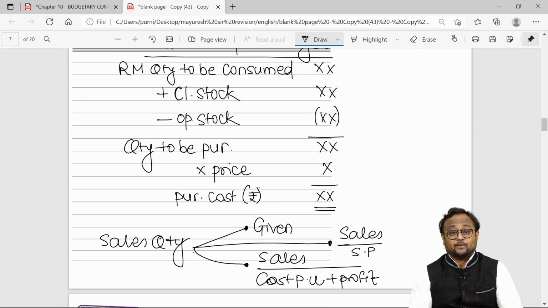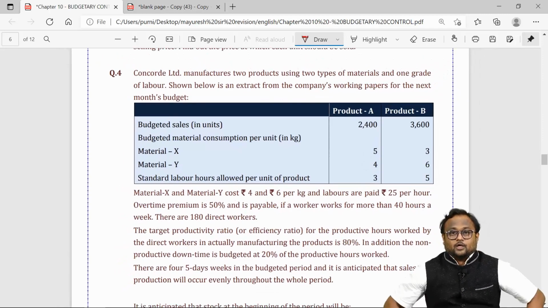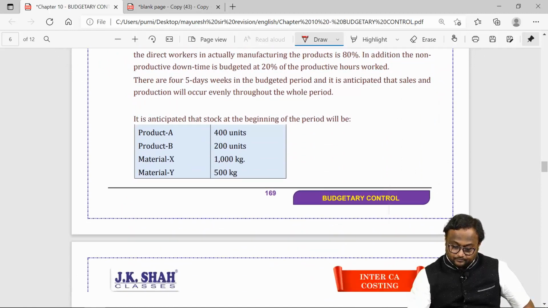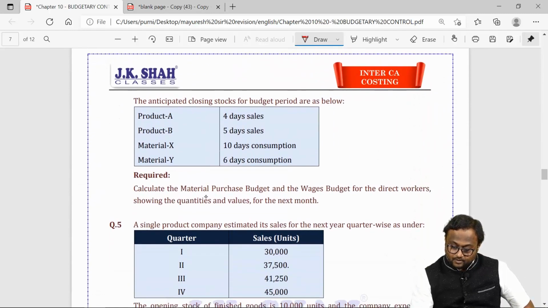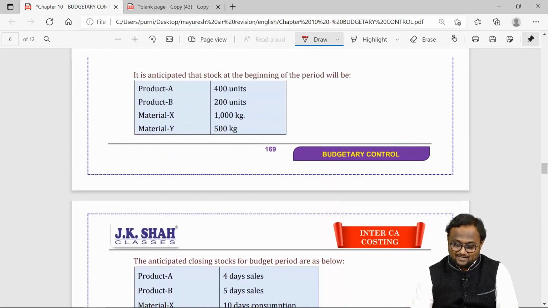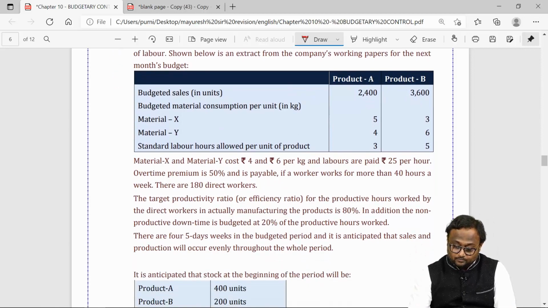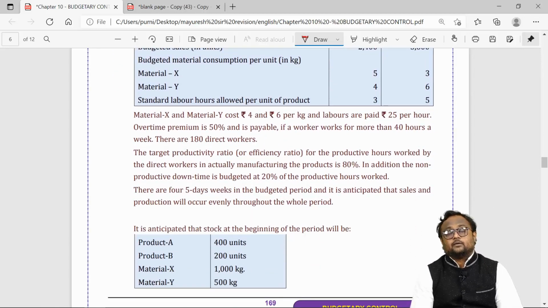Now let us understand how this can be implemented. Question number 4. In question number 4, they ask you to calculate the purchase budget and wages budget. If they ask you to calculate the purchase budget and wages budget, naturally you'll have to start with the sales budget. Fortunately, sales quantity was given in the question, so we were supposed to apply the production budget formula. So take sales quantity. We wanted to add closing stock.